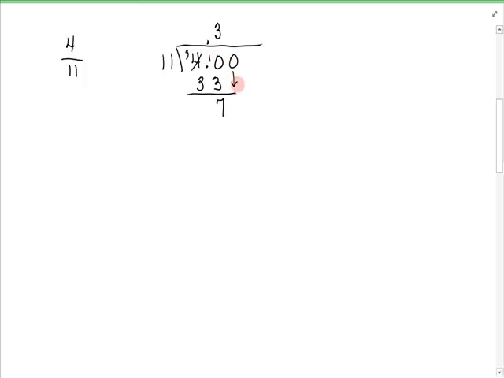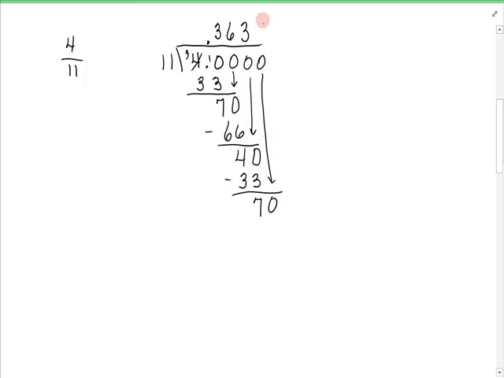Didn't terminate, so I'll add a 0 and bring it down. 11 goes into 70. Well, it's going to go 6 times. 6 times 11 is 66. Subtract. I get a 4. Didn't terminate, so I add a 0, bring it down. 11 goes in there 3 times. 3 times 11 is 33. Subtract for 7. Add another 0. It goes in there 6 times for 66, and hopefully you're beginning to see a pattern. The pattern on 4/11ths is 0.36, but the entire 36 repeats.